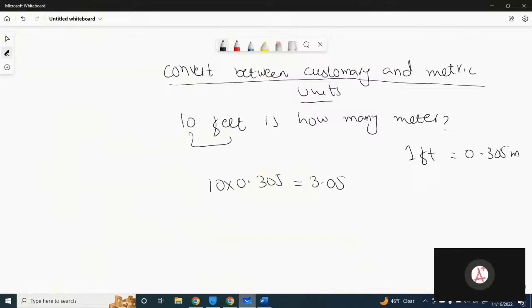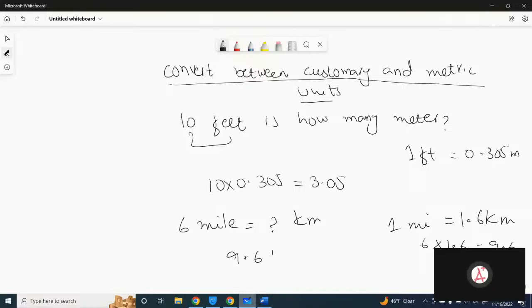Okay, the other example is 6 miles equal how many kilometers? We know that 1 mile equals 1.6 kilometers. Got it? So for 6 miles just multiply 6 times 1.6. It would be 9.6. So in 6 miles we have 9.6 kilometers. Got it?